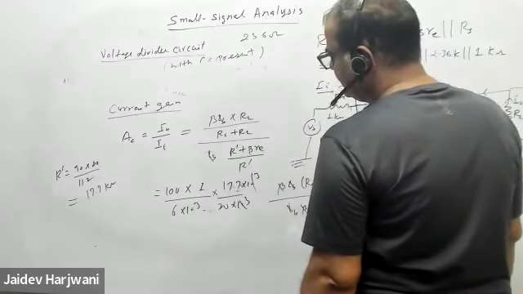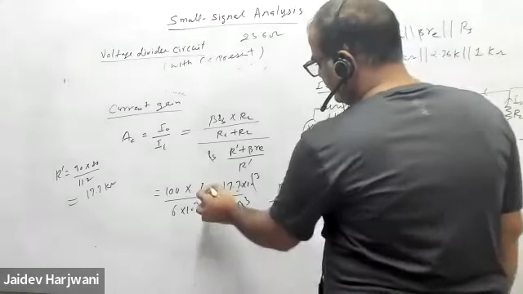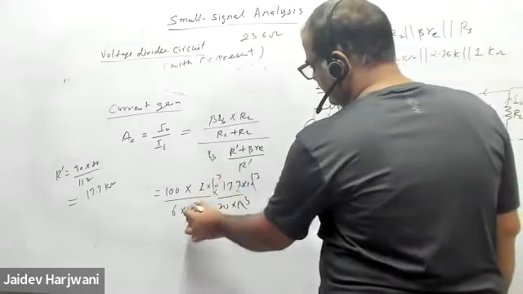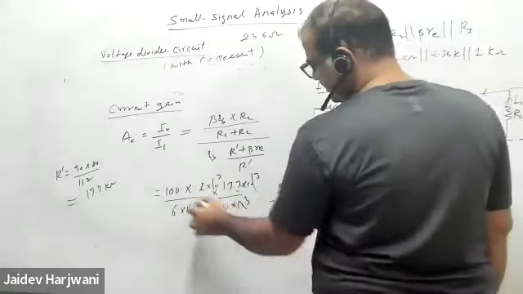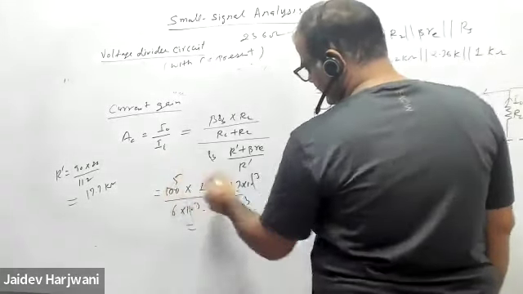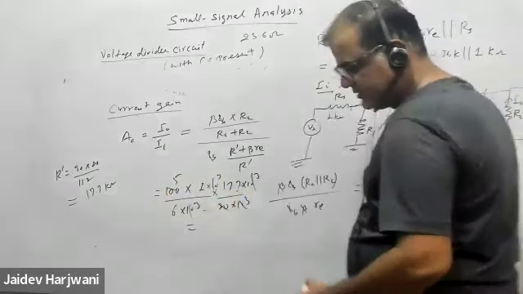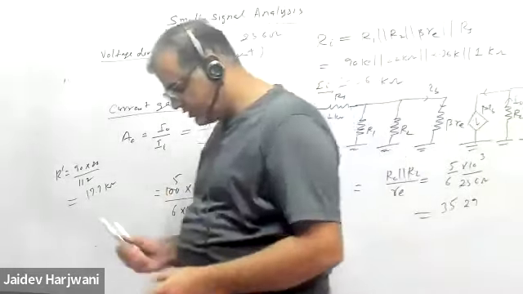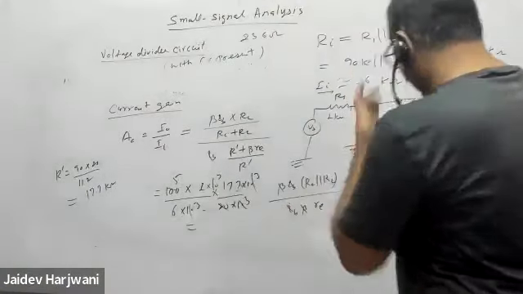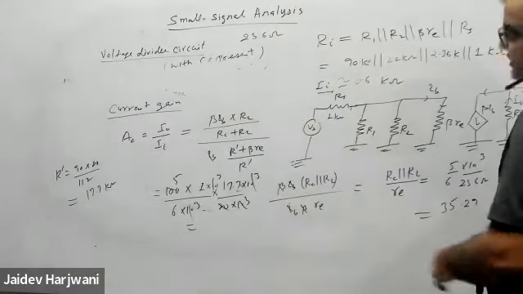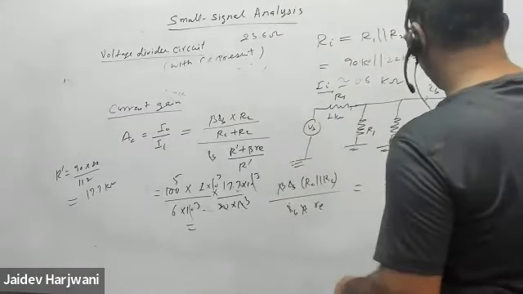RL is 1 kilo ohm. Kilo cancels, so this becomes 1.5. Tell me what is coming. Now you can solve this one. This is a calculation, you can do it yourself. I'm not doing this calculation because I don't have the answer. So I will solve whichever problems I have answers for, so we can check there.